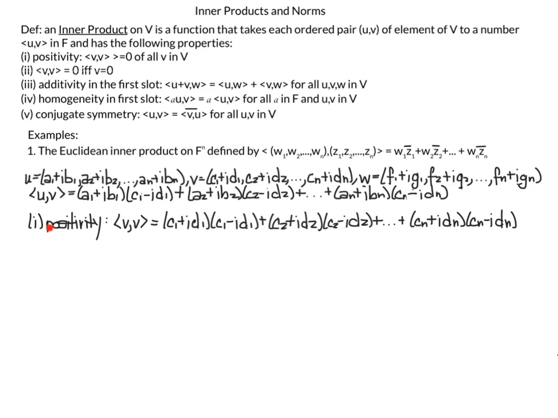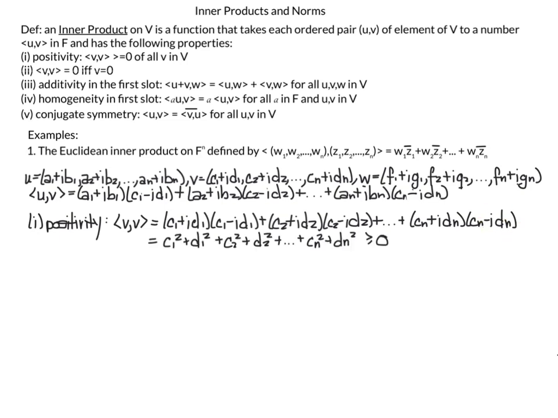Now if I want to show this first property, positivity, I need to take the inner product of a vector with itself and show that it's greater than or equal to 0. So I'm going to take the inner product of v with itself. I'm going to take the first coordinate of v and multiply it by the complex conjugate of the first coordinate of v. So I have c1 plus id1 times c1 minus id1, plus c2 plus id2 times c2 minus id2, up to cn plus idn times cn minus idn.